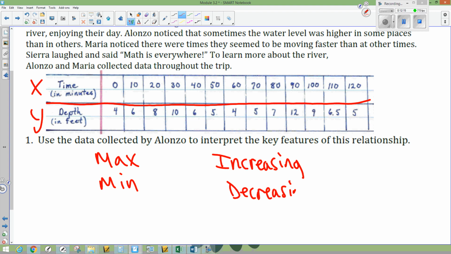Now, one thing that I think has helped both the first hour and second hour quite a bit is if you take this table and make a graph out of it, it might be a lot easier to see where those intervals of increasing and decreasing are. Okay? You don't need to, but that might be a good suggestion for you.